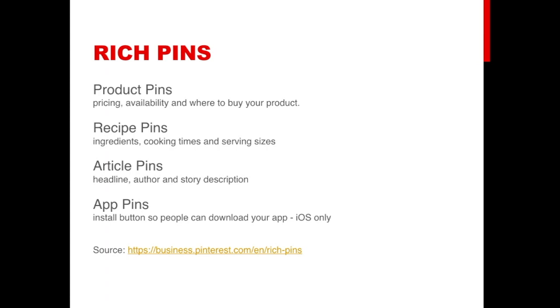Recipe pins can include ingredients, cooking times, serving times. Article pins creates a headline with the pin along with author and story description. App pins come with an install button. So if you want to learn more about pins, you can just go ahead and go to this URL, business.pinterest.com in English /rich-pins, and that'll take you to how to do each one of these pins.